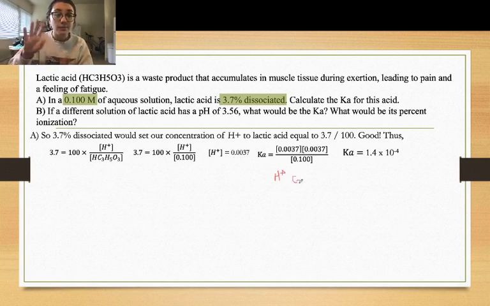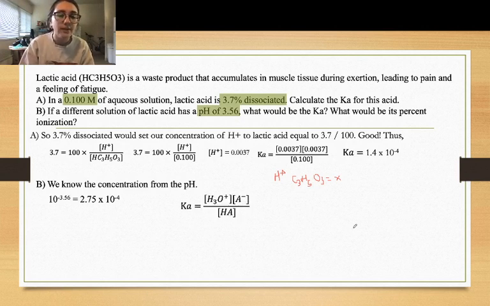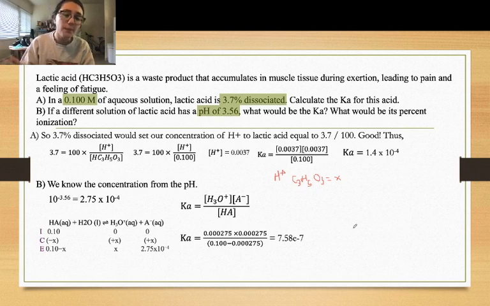I literally just did the ice table in my head because for Kas, the idea is that you have an X change, but we know that we have 0.1 to start off with initially of our lactic acid, so I know that H plus and the conjugate base are going to be 0 and therefore X. And I also know that my Ka is so small that I don't have to take the subtraction of X. So moving on to part B, I can already see the pH of 3.56, so I can already find the concentration of H plus. I plug that all into my ice table and I get my Ka value.